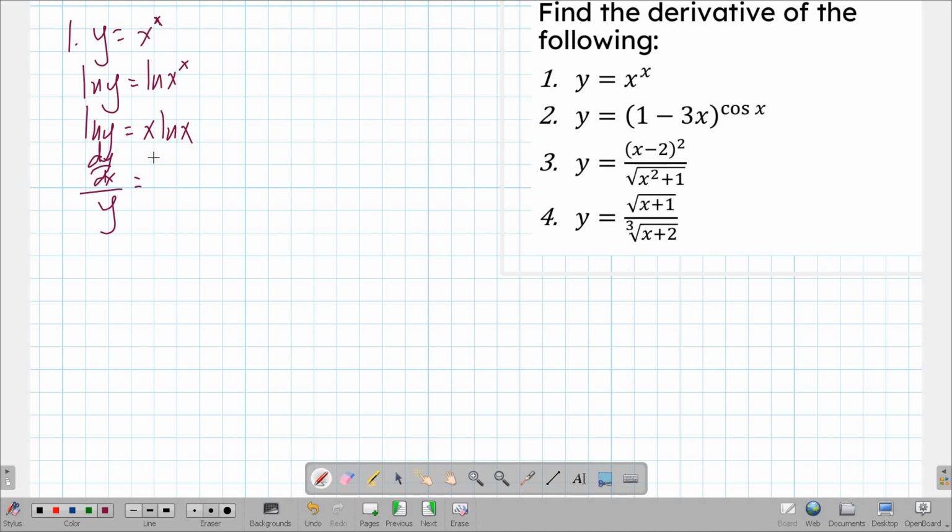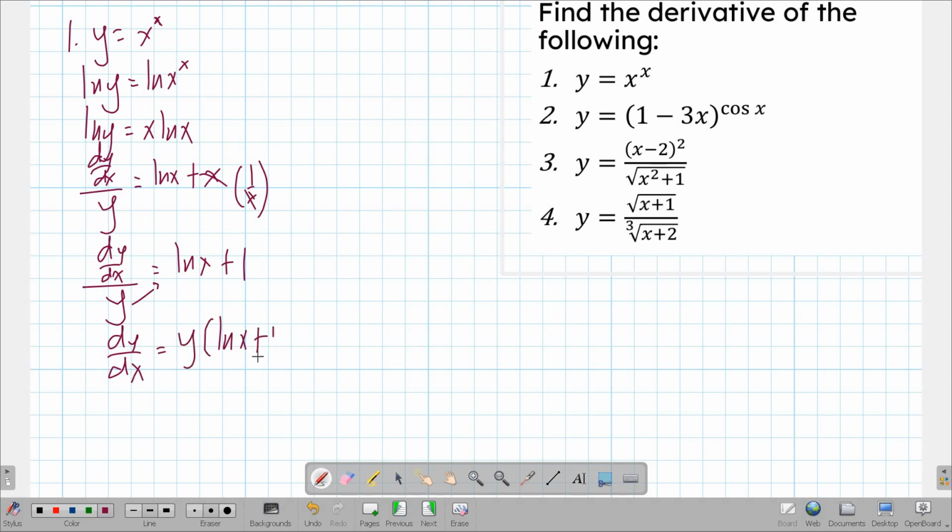Since this is a product, we would use the product rule. The derivative of the first one, which is 1, times the second, ln x, plus the original first times the derivative of the second, so 1 over x. This gets cancelled. Hence, we have dy over dx all over y is equal to ln x plus 1. And since we're solving for dy over dx, we need to cross multiply. Hence, dy over dx becomes y times ln x plus 1.